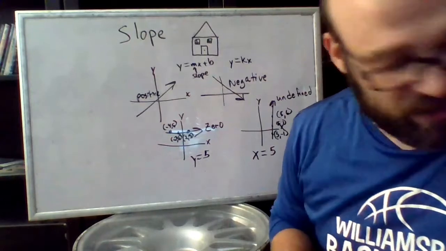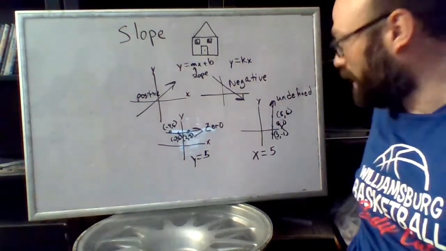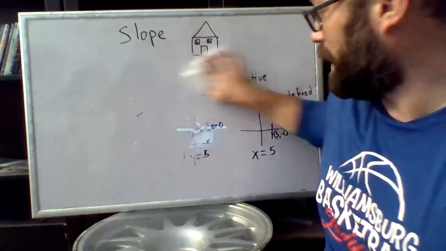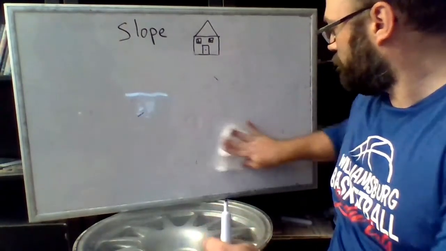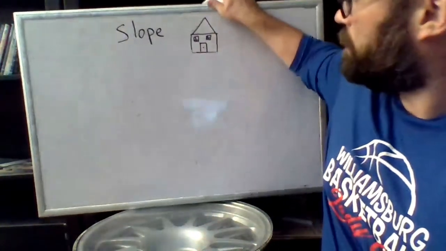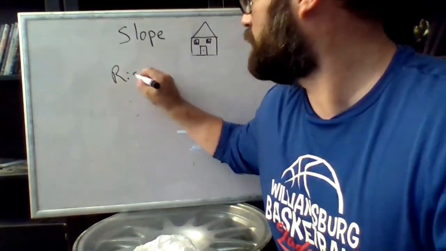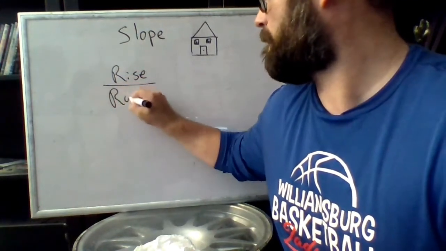Now, how do we find slope? There's a couple different ways we can find slope. The main way they talk about is we can look at it on a table, or we can look at it on a graph. Okay, so slope is rise, you'll hear this a lot, over run.